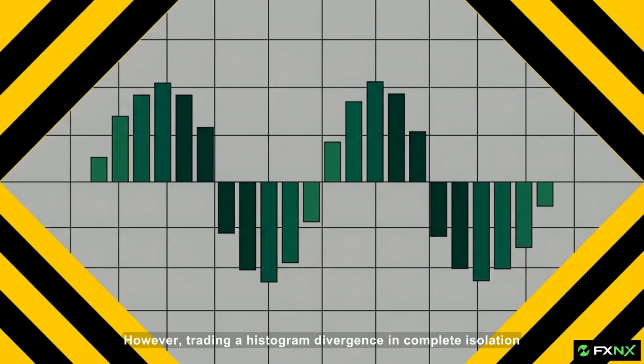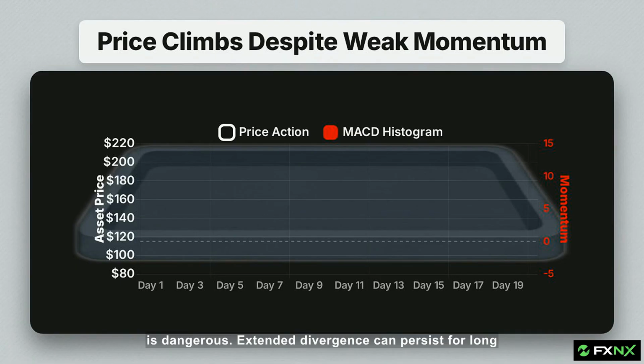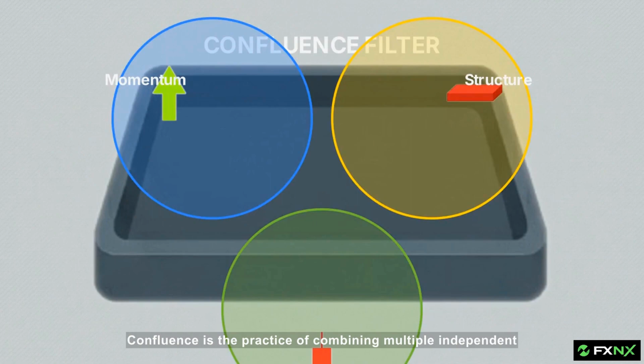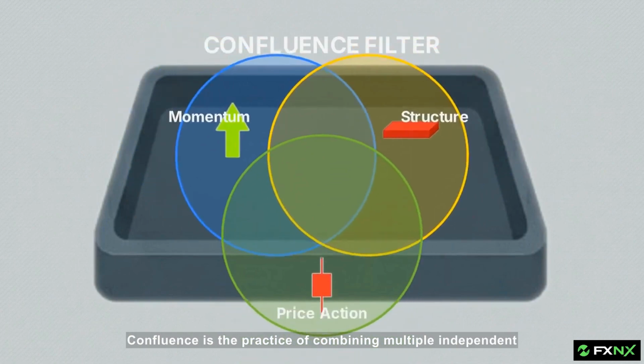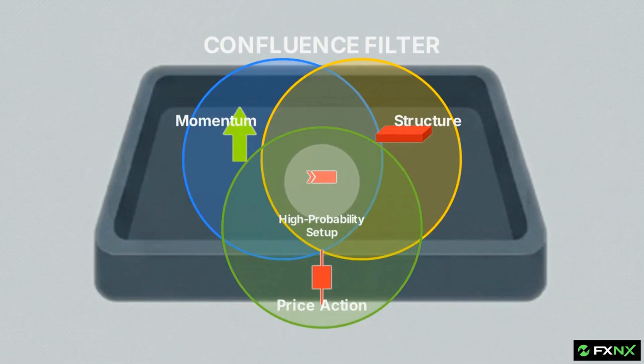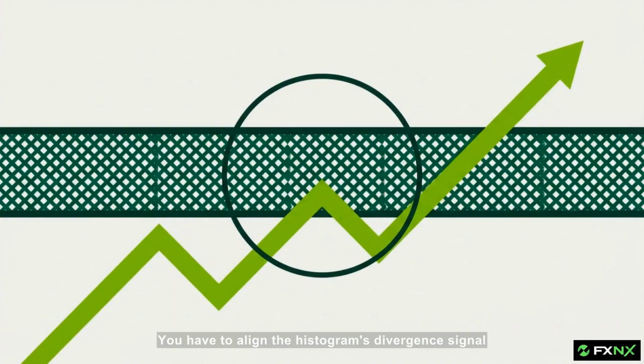However, trading a histogram divergence in complete isolation is dangerous. Extended divergence can persist for long periods while the price continues to climb before the actual reversal triggers. To trade safely, you need confluence. Confluence is the practice of combining multiple independent technical signals to confirm a single trading decision. You have to align the histogram's divergence signal with the broader structural context of the market.